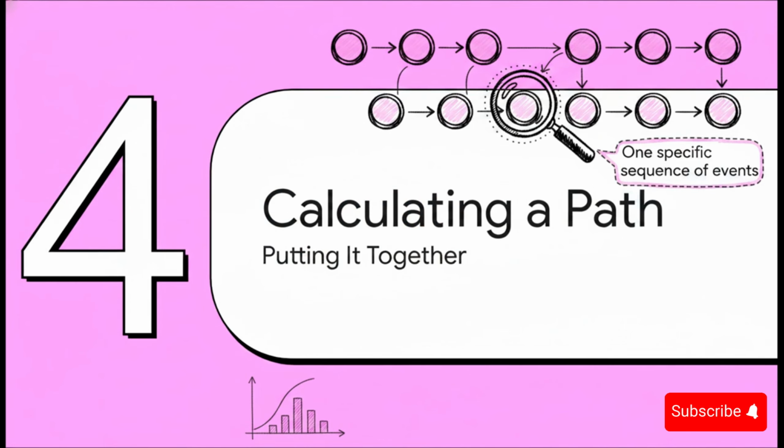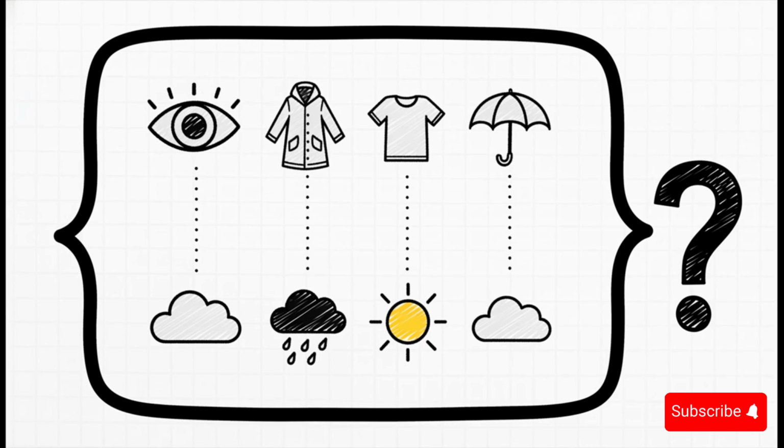All right, let's make this real. Let's get our hands dirty and actually calculate the probability of one very specific sequence of events happening. So, here's our challenge. We see a sequence of outfits over 3 days. Raincoat, then normal clothes, then an umbrella. And, just for this first example, let's pretend a little birdie told us exactly what the weather was on those days. Rainy, then sunny, then cloudy. Our job is to figure out what were the odds of that exact scenario playing out.